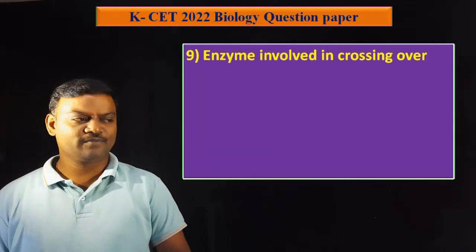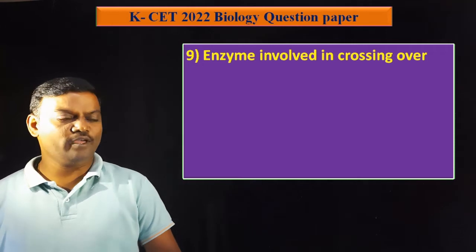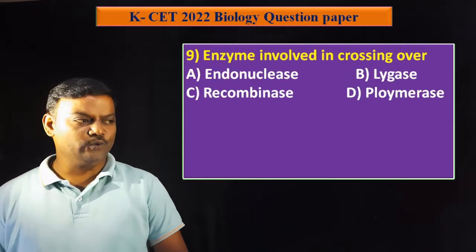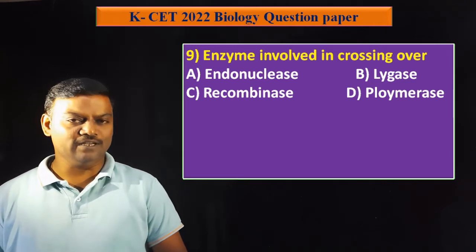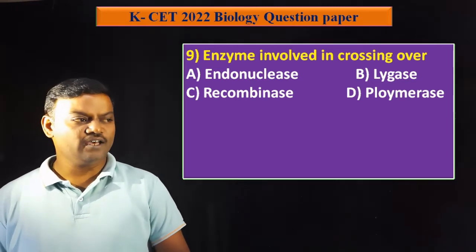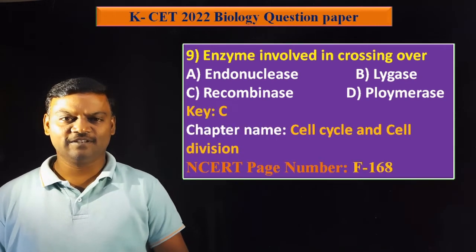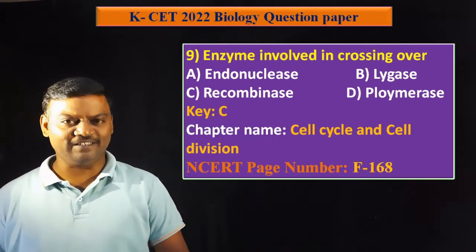Question number 9. Enzymes involved in crossing over. Option A, endonucleases. Option B, ligases. Option C, recombinase. Option D, polymerase. The correct answer is option C.